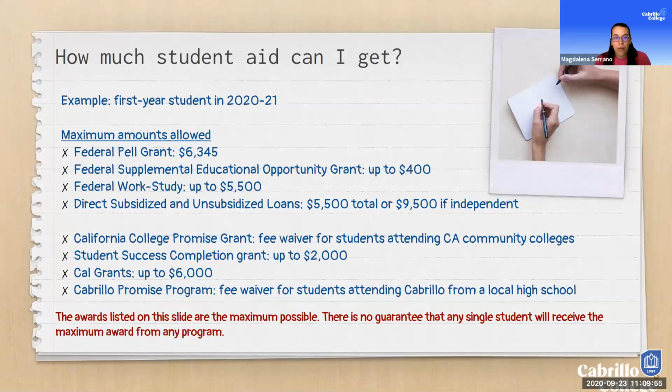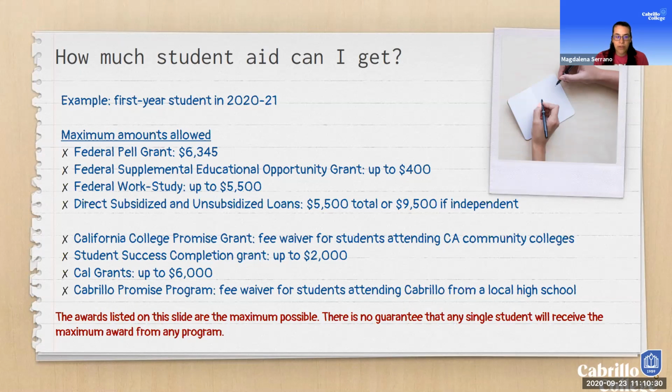One of the questions we get a lot in the office is students say, I'm not even going to bother filling out my FAFSA because I'm not going to get any money, or it's not even worth it. I heard you don't even get that much. So this is an example of the maximum awards for this school year. Keep in mind, these are maximums. For the Pell Grant, for example, that's $6345 for a school year. You can also get up to $400 for the Federal Supplemental Educational Opportunity Grant.